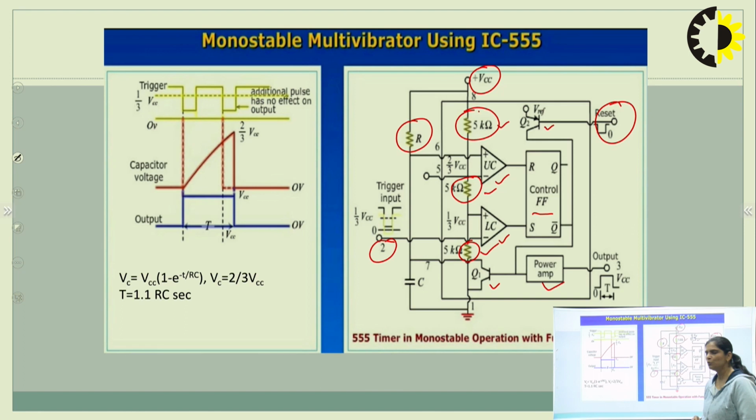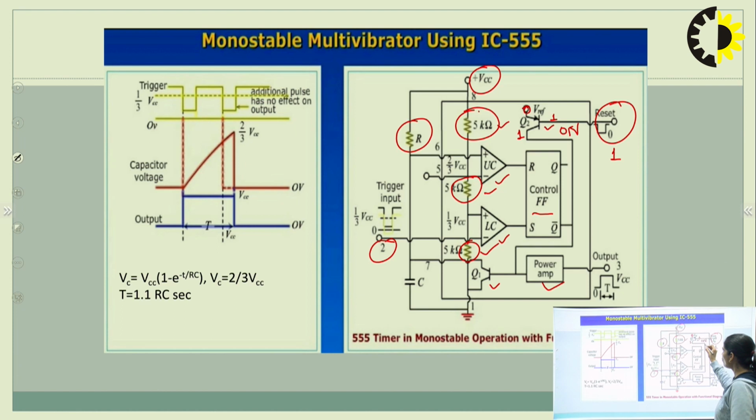Now we will start with the working of this monostable multivibrator using the 555 timer IC. First we have to reset this circuit. If you reset this circuit, it means it is equal to 1. If it is equal to 1, your transistor Q1 is also 1. It means you are giving input to transistor Q2 equal to 1. It means Q2 is on. Now Q2 is on, it means this is connected to V reference. On means short circuit.